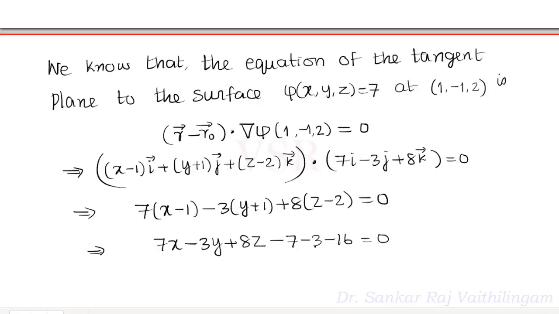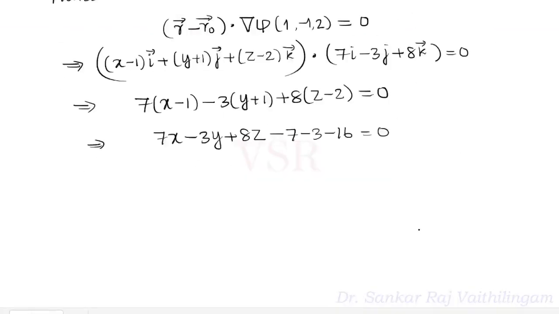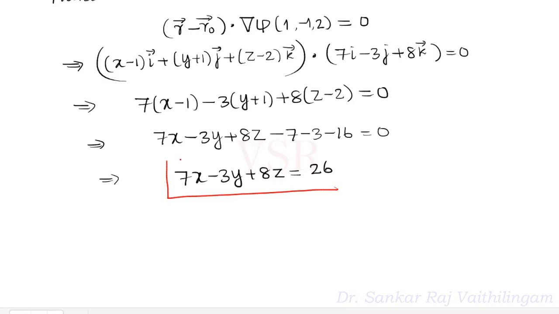இது 10 26. அப்போ what we will having this implies that 7x minus 3y plus 8z minus 26. So shall I write this is equal to 26. This is equal to minus 26, which is equal to 0 போடணும். Therefore this is equal to 26. So this is the equation of the tangent plane to the surface at the point.